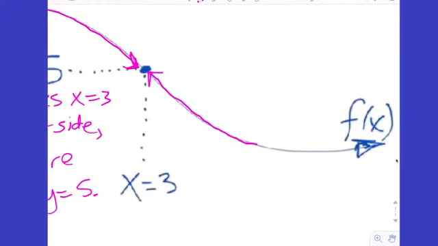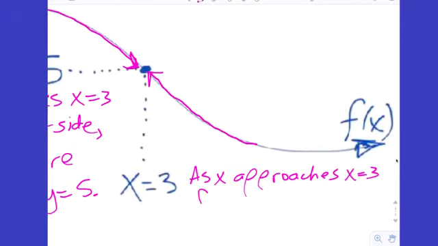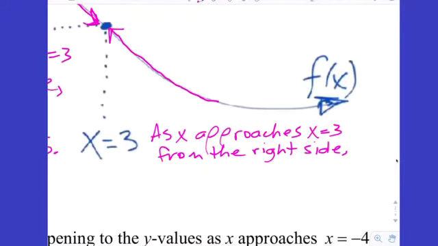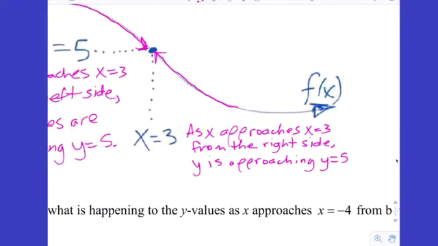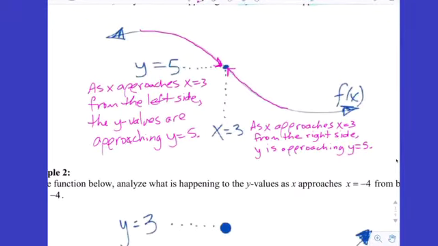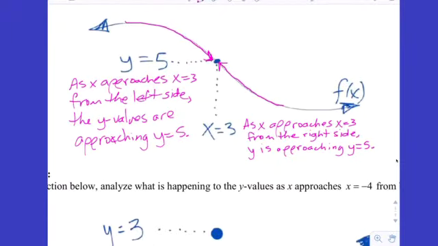So let's go ahead and write that. As x approaches x equals 3 from the right side, the function values are approaching y equals 5 again. Now that is a lot of words to write, isn't it? It's a lot of words. You think there's a shorter way to say that mathematically?